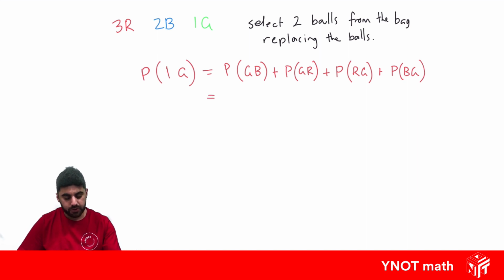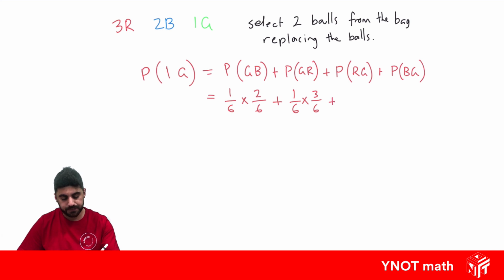So the probability of drawing a green ball first is 1 out of 6, because there's 6 balls in total and only 1 green. Then the probability of picking a blue one is going to be 2 out of 6, because we're putting the ball back, so there's still 6 balls left in the bag. Now, when we add our probabilities, this is a different scenario, so we start again. The probability of picking a green ball, well, that's 1 out of 6, because there's only 1 green out of the 6, multiplied by the probability of picking a red, well, there's 3 reds out of the 6.